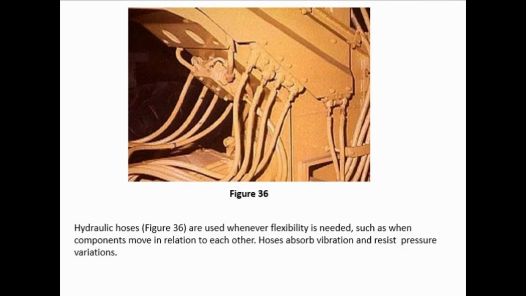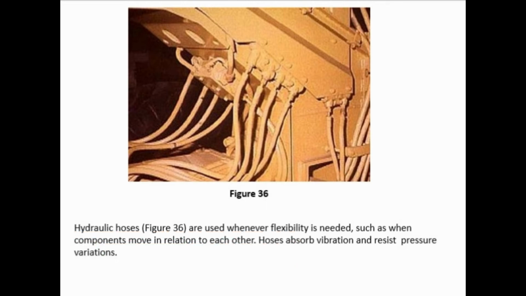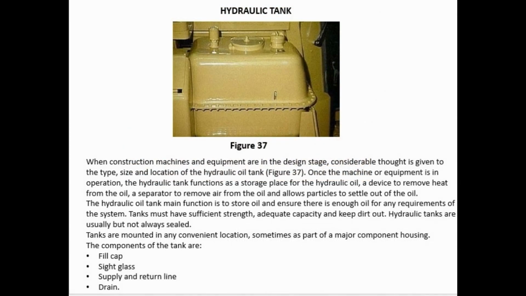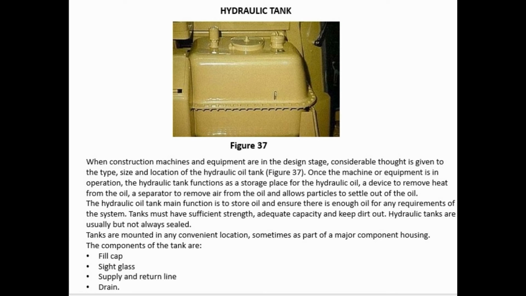Hydraulic hoses, figure 36, are used whenever flexibility is needed, such as when components move in relation to each other. Hoses absorb vibration and resist pressure variations. Hydraulic tank. When construction machines and equipment are in the design stage, considerable thought is given to the type, size, and location of the hydraulic oil tank.